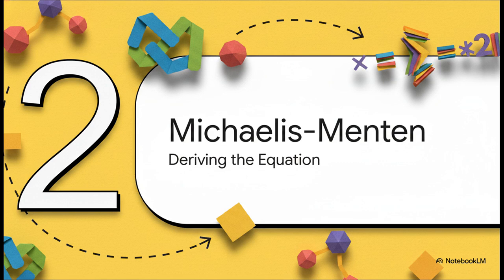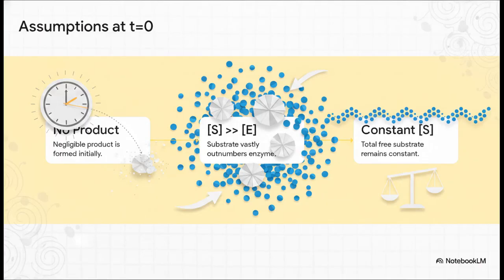Moving on to Section 2, Deriving Michaelis-Menten. Let's build this famous master equation step by step. Okay, to make the math actually work, we're going to pull a really neat trick. We freeze time right at the exact second the reaction begins. So, t equals 0. Doing this gives us three massive simplifying assumptions.